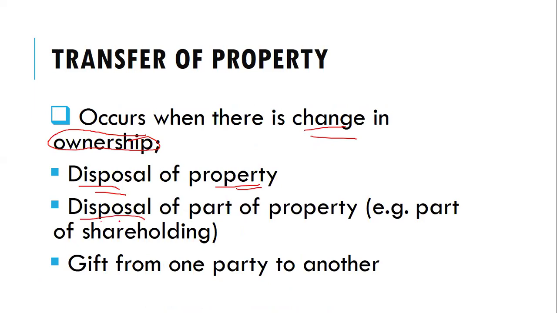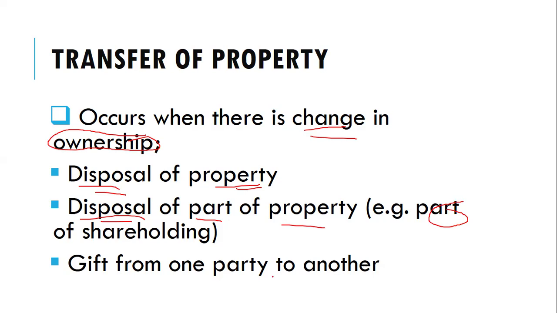Then there's disposal of part of a property. So you've got a property, then you're selling off part of it. The property transfer tax is also charged. Then also part of a shareholding, you've got maybe 1,000 shares in a particular company. You sell off 200. Property transfer tax is charged on those 200 shares that have been sold.